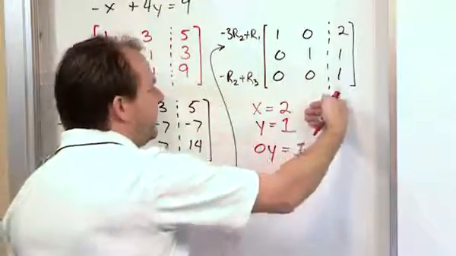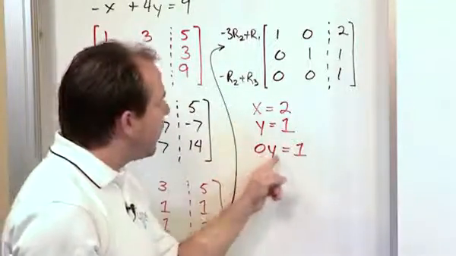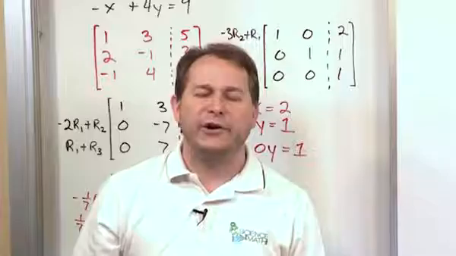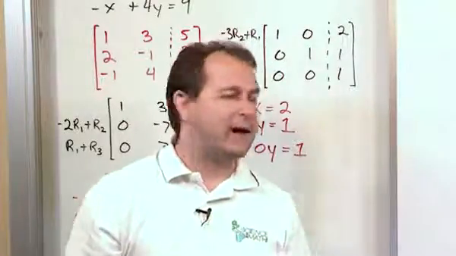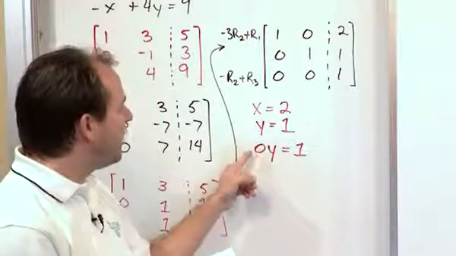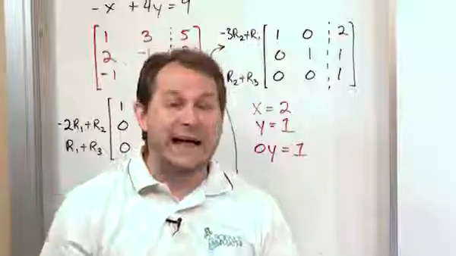Now I understand these two answers, but this answer is completely confusing. 0 times y is equal to 1. Tell me what value of y that could possibly be true for. Can I ever pick a value of y such that when I multiply it by 0, I get 1? There is no value of y that I could ever do that for.